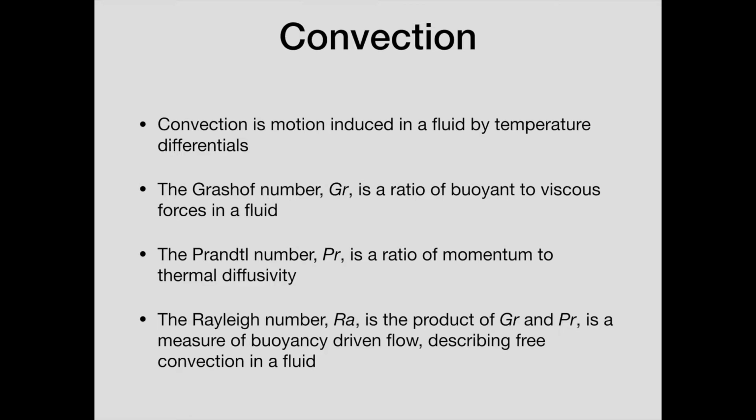The Prandtl number is a measure of momentum and thermal diffusivity, and the Rayleigh number is the product of the two. Properties of a specific fluid result in that fluid having a critical value of the Rayleigh number. For values of the Rayleigh number above its critical value, the fluid is sensitive to temperature perturbations, while for values of the Rayleigh number below its critical value, no convection occurs. As such, the Rayleigh number acts as a governor to convection.